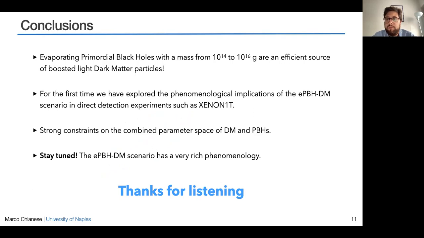Focusing on XENON1T, we have placed a strong and very powerful constraint on the combined parameter space of dark matter and primordial black holes. And stay tuned, because this scenario has a very rich phenomenology to be explored.